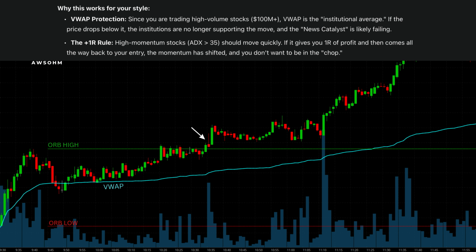Why this works for your style. VWAP protection. Since you are trading high-volume stocks, $100 million plus, VWAP is the institutional average. If the price drops below it, the institutions are no longer supporting the move, and the news catalyst is likely failing. The +1R rule. High momentum stocks, ADX greater than 35, should move quickly. If it gives you 1R of profit and then comes all the way back to your entry, the momentum has shifted, and you don't want to be in the chop.